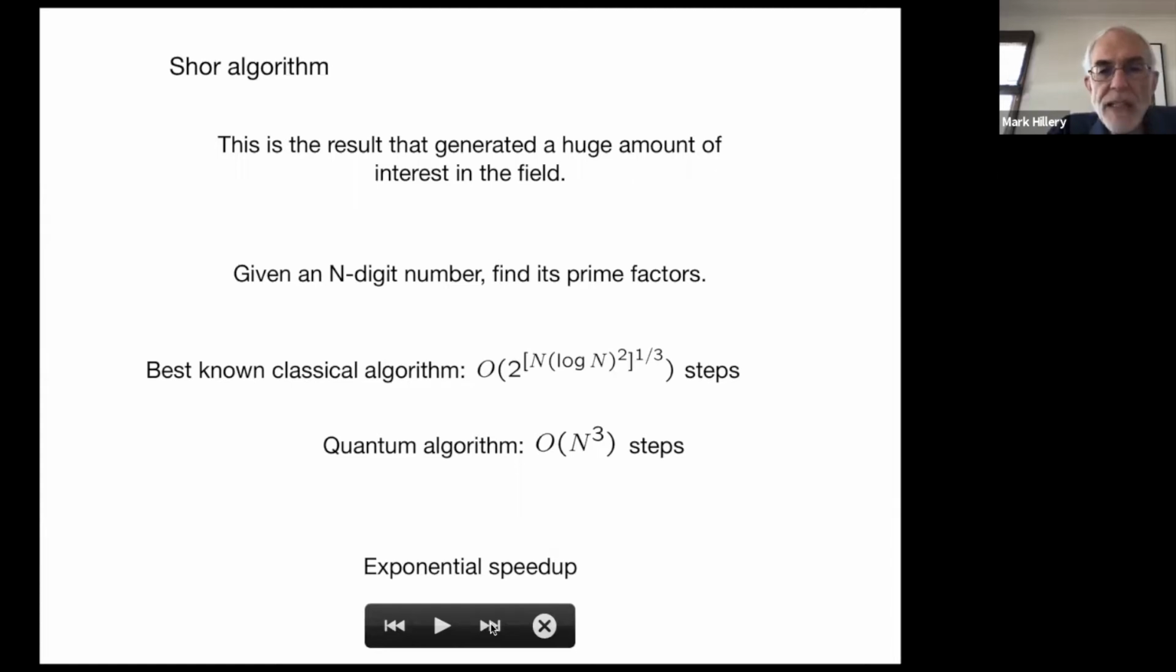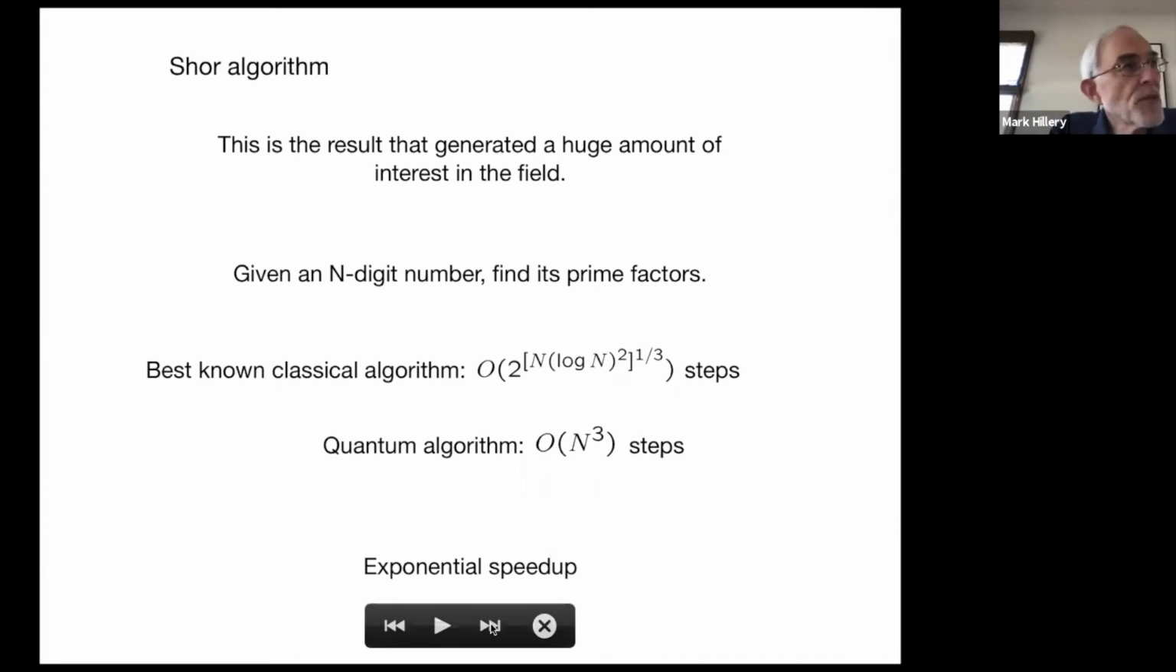So you're given an n-digit number and you want to find its prime factors. Any integer can be uniquely factored into prime numbers. And so then the question is, how many steps does the computer have to go through in order to do this factorization? The best known classical algorithm takes roughly 2 to the n to the 1/3 steps, whereas Shor's algorithm will do it in order n³ steps. So that represents an exponential speedup over what's possible classically.